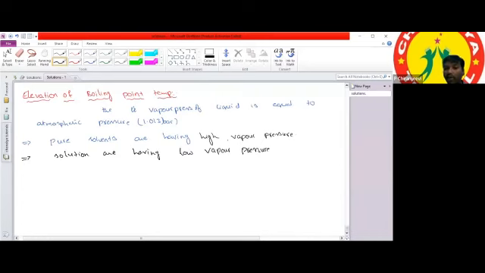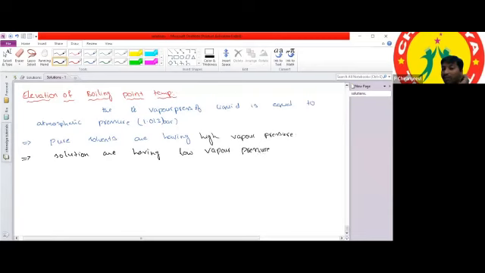Okay. Now, to increase the vapor pressure, what we have to do is heat at a high temperature. Because if the temperature increases, vapor pressure also increases. The solution here has a low vapor pressure. To increase the vapor pressure, if we heat at a high temperature, vapor pressure also increases.